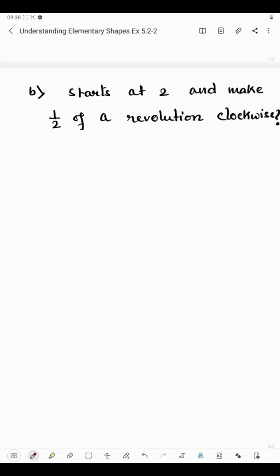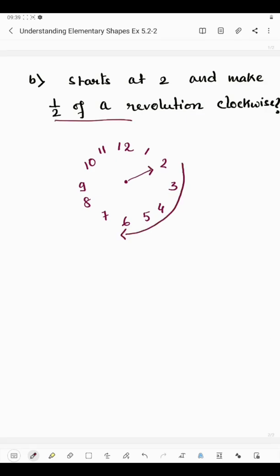Now coming to the next part. In the second part we have the hands of a clock start at 2 and make half of a revolution clockwise. So let us draw the clock. 12, 6, 3, 9, 1, 2, 4, 5, 7, 8, 10, 11. Now the hands of a clock start at 2 here and make half of a revolution clockwise, means it moves like this.